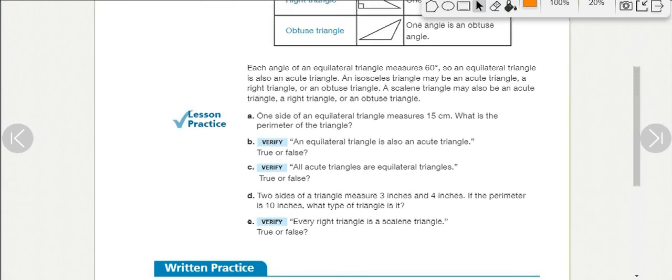Why don't you answer all of these? Because they're quick. Some of them are true and false. Lesson practice A through E.